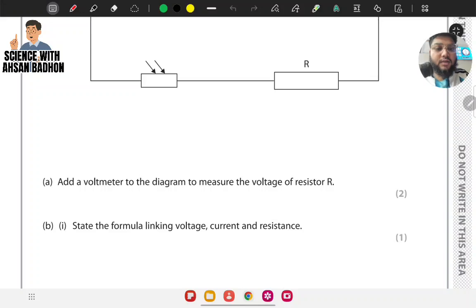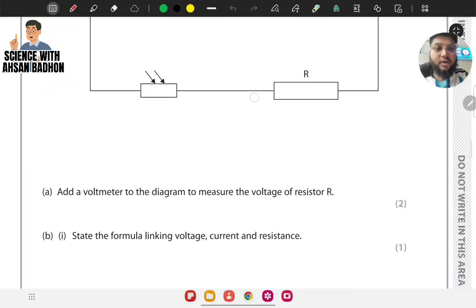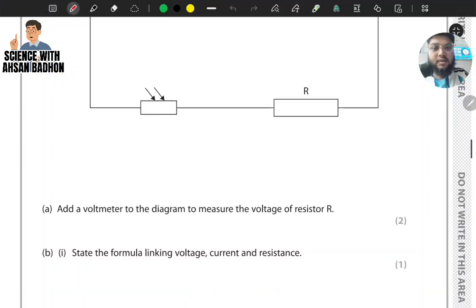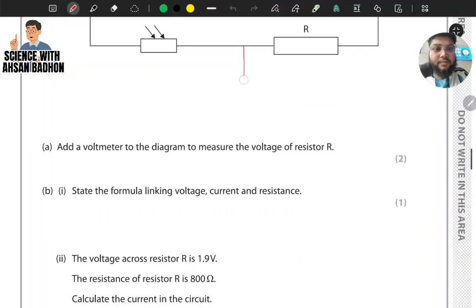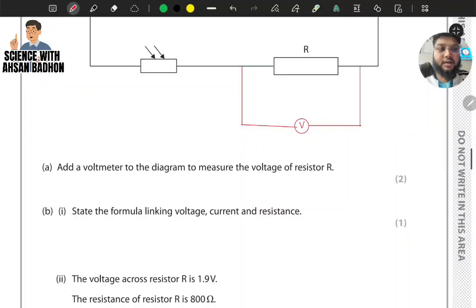R. So since we are measuring the voltage against resistor R, we need to draw a voltmeter over here, parallel to resistor R. The symbol for voltmeter is a circle with a capital V, and we always need to connect the voltmeter in a parallel circuit.